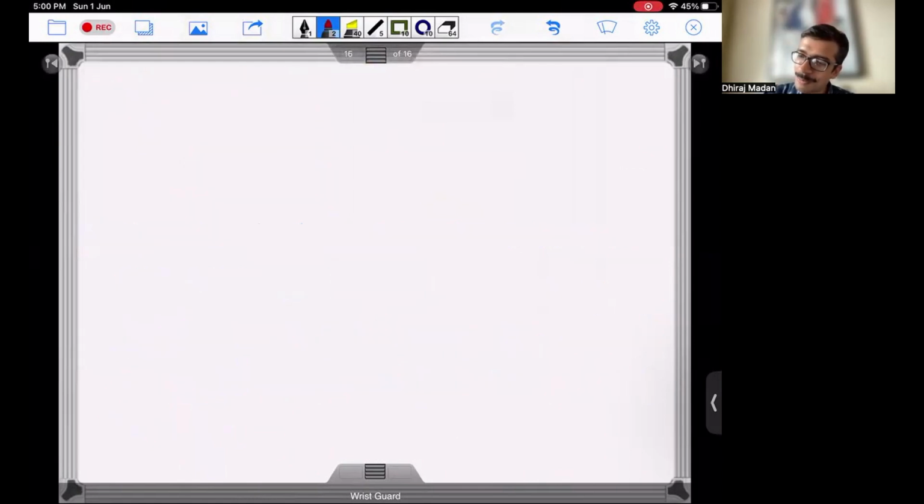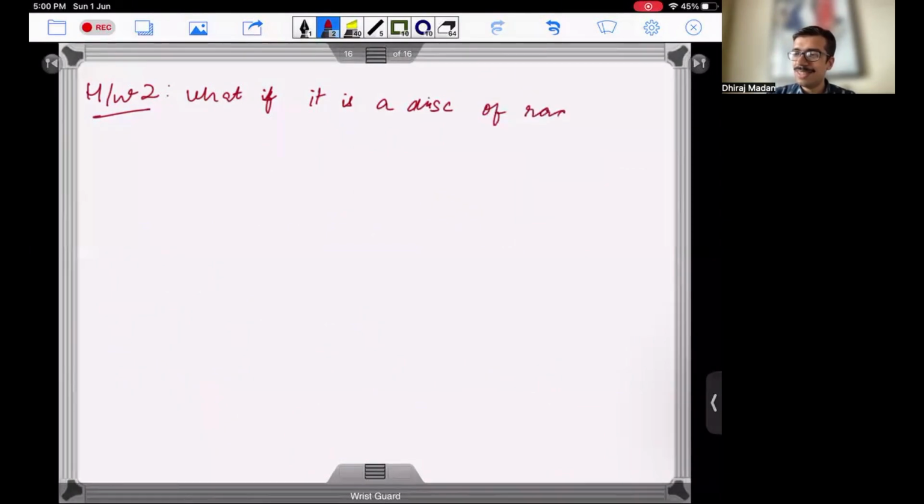The second homework problem now is as follows. What if it is a disk of radius r instead of a sphere? So these are the two homework problems.